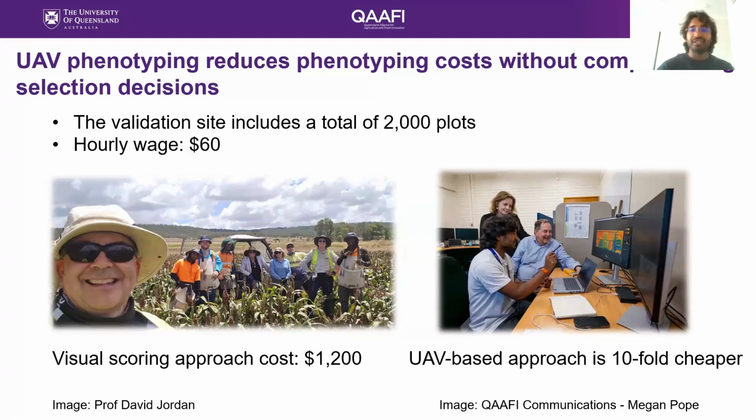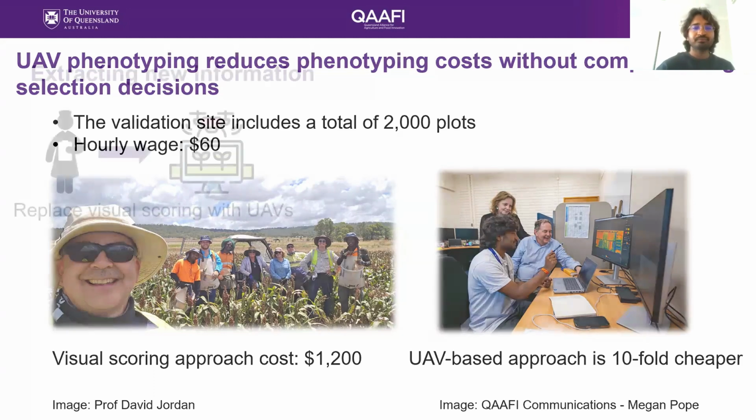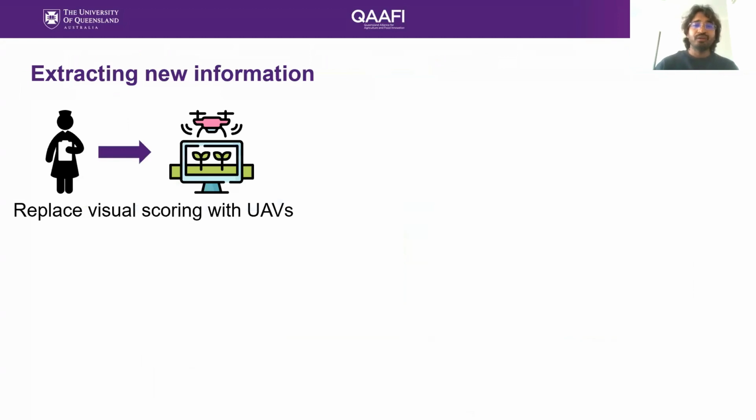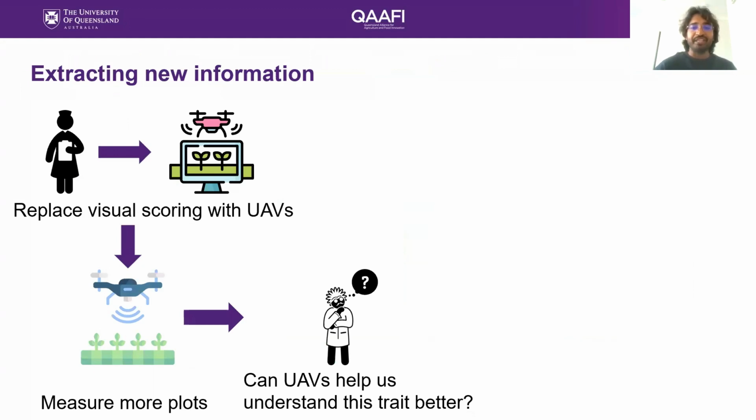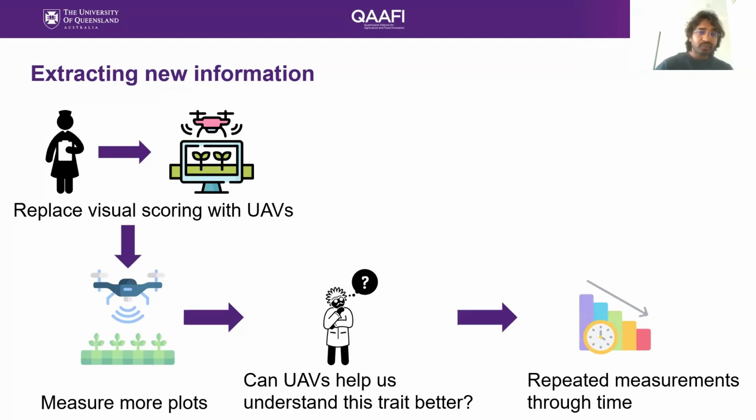which could increase selection intensity and contribute to enhanced genetic gain. So far, we have shown that UAVs can replace manually measured lodging, and it allows us to measure more plots at low cost. The next question is whether UAVs can provide additional information to help us understand this trait better. One opportunity is to take repeated measurements through time.